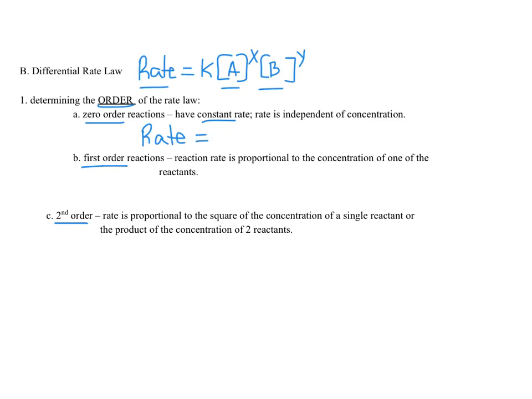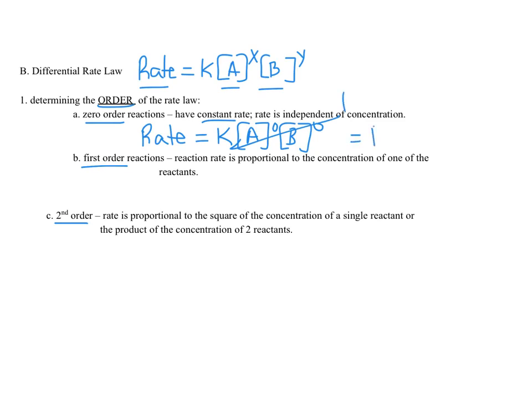The equation is going to look like this. When we have zero order reactions, we're going to have rate is equal to K times A to the 0 power and B to the 0 power. So notice zero order reactions have exponents of 0. Now anything to the 0 power is just 1.